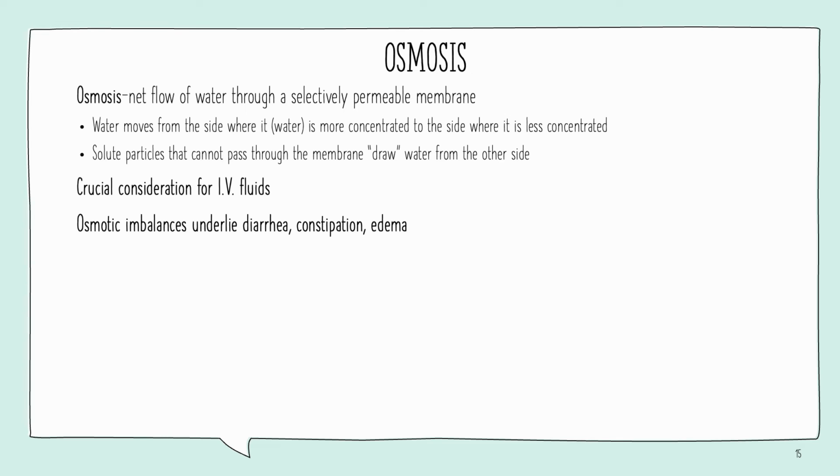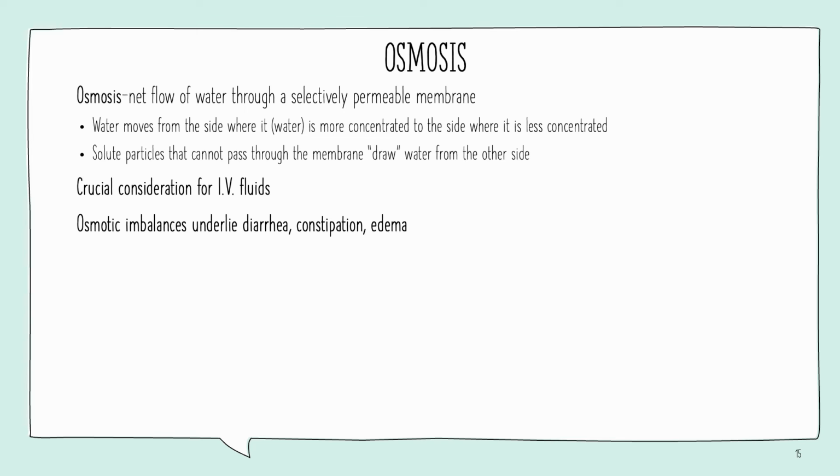Osmosis. Osmosis is the flow of water through a selectively permeable membrane. Okay, water moves from one side where water is more concentrated to the side where it is less concentrated. Okay, and then you have a solute particle that cannot pass through the membrane, so it draws water from the other side. A perfect example would be IV fluids.